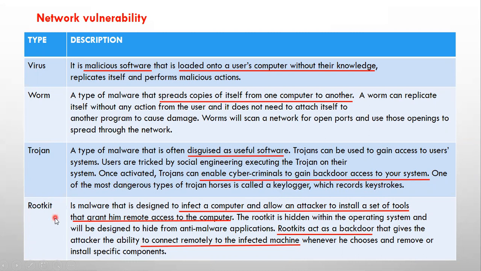Next, we're looking at a rootkit. A rootkit is malware that is designed to infect a computer and allow an attacker to install a set of tools that grant him remote access to the computer. So a rootkit can infect your computer and allow remote access. Rootkits act as a backdoor that gives the attacker the ability to connect remotely to the infected machine. And once in control of your machine, the attacker can choose to remove and install specific components. They have control over your system.